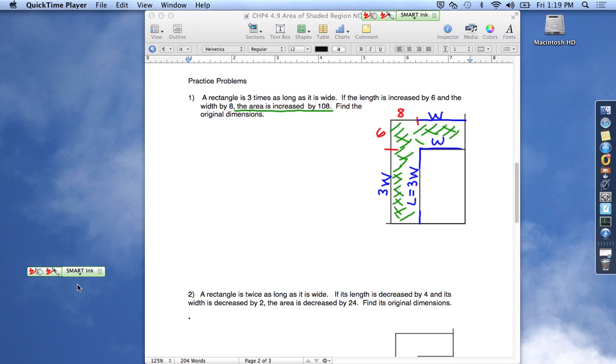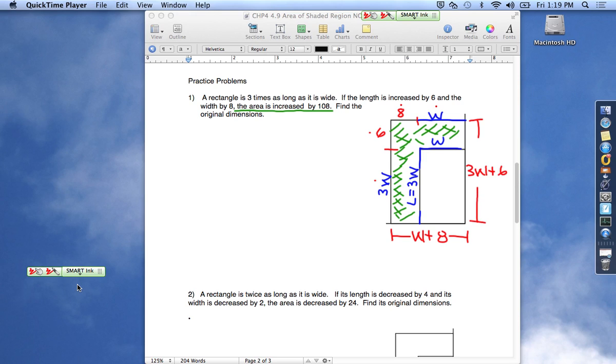Read the problem, mark up your sketch, understand what's happening, and now the next thing to do, let's represent the entire area of the large region. So the entire dimension of width would be W, the original blue W, plus the 8 increased. And then the entire length is now 3W from the original rectangle, plus the additional 6, representing the length of the larger.